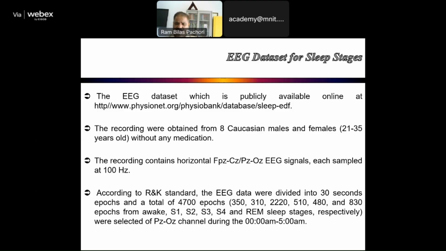signal data is divided into 30-second epochs, with a total of 4,700 epochs, which are 350, 310, 2,220, 510, 480, and 830 epochs from the awake, S1, S2, S3, S4, and REM stages respectively, selected for the Pz-Oz channel during the 12 o'clock to 5 o'clock period. This time, 12 o'clock to 5 o'clock, is about 5 hours, so all 6 sleep stages can be covered.